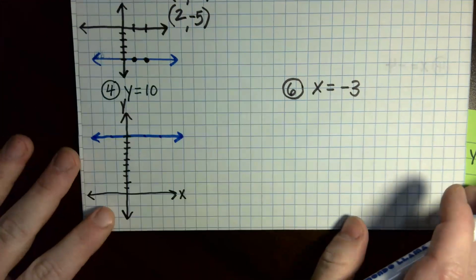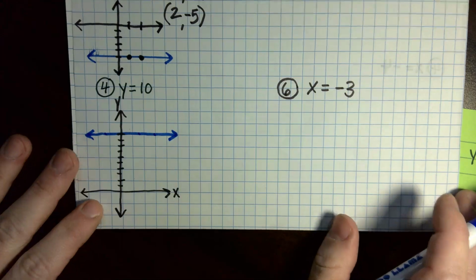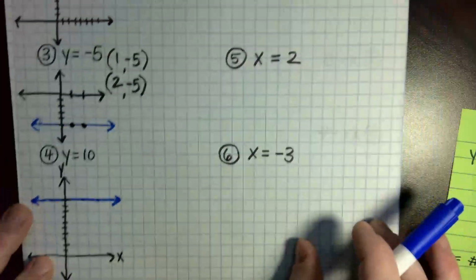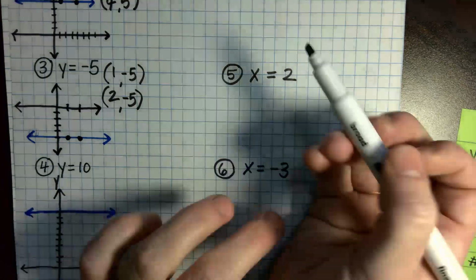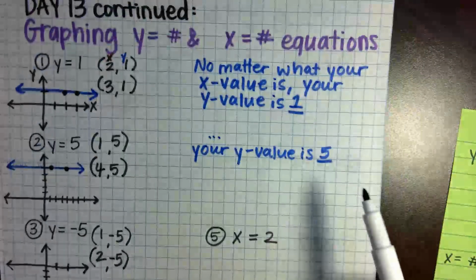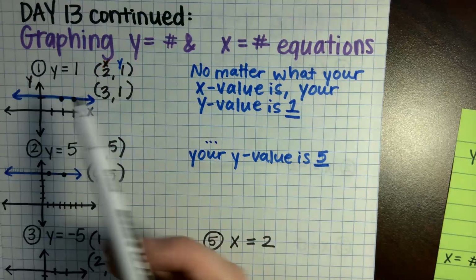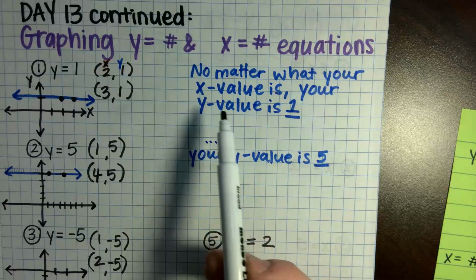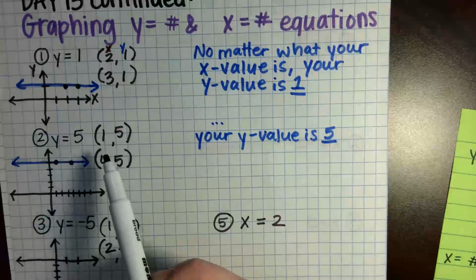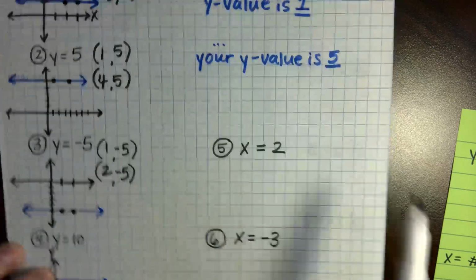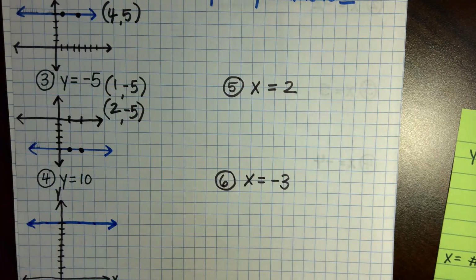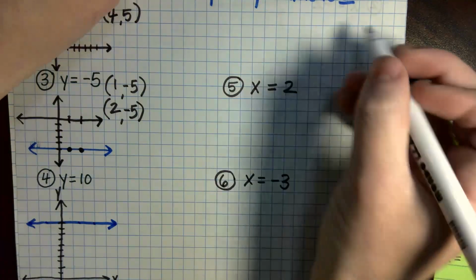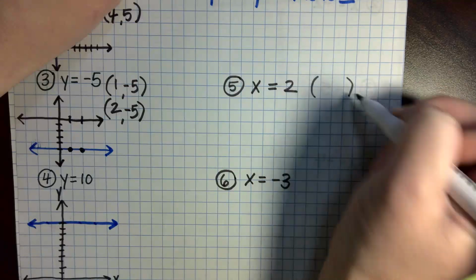We needed a win. All right, can we look at the x's now? Awesome. All right. So just like here with your y's, for y equals 1, no matter what your x value is, your y value is 1. For y equals 5, the y value is always 5. What if we are given x equals 2? What points could we come up with?